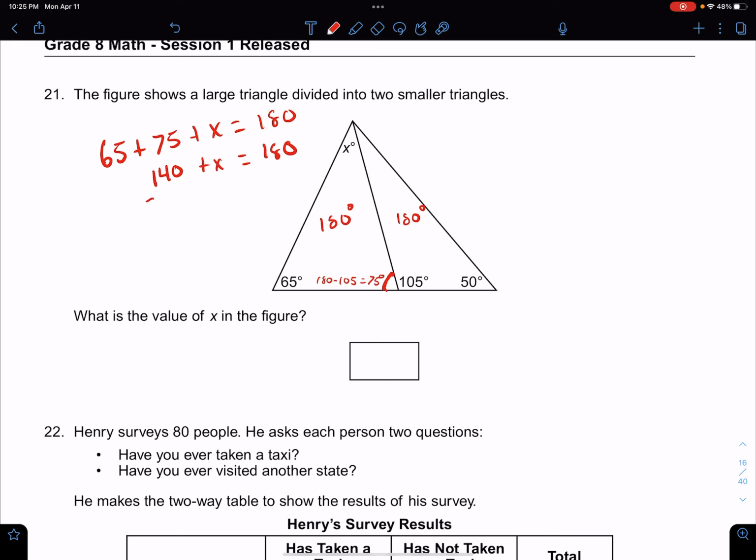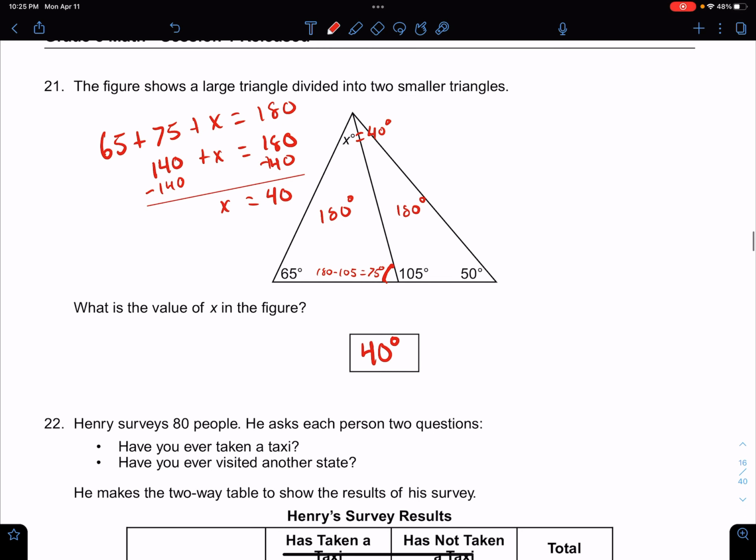Then I subtract 140 from both sides. So I get x is equal to 40. So I know that x has to equal 40 degrees. So all I did was find the missing angle, and I know that my whole triangle is equal to 180 degrees.